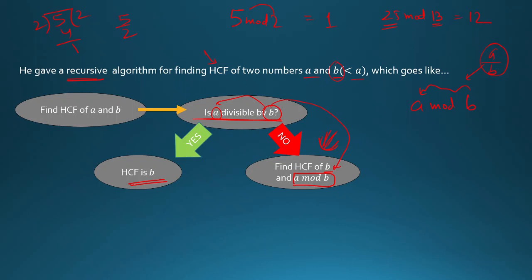So this is just a symbol to write down the remainder simply. A mod B is the remainder when A is divided by B. And what he says is, if you were unsuccessful in the first attempt, if you tried to divide B by A and it wasn't divisible, then the second step is that the HCF would be the smaller number and this remainder.